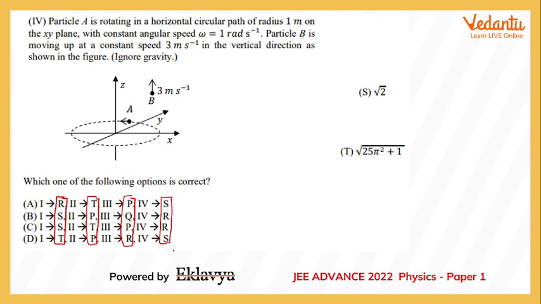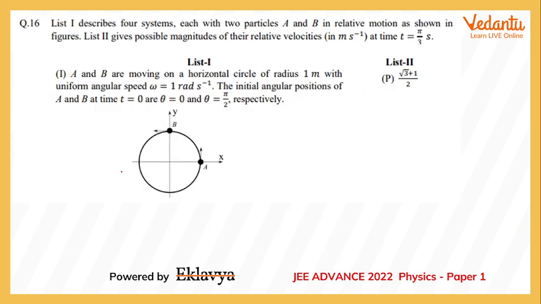So it is not going to happen that we solve one case and we select the option. We will have to solve at least two cases. So let's begin with one. So situation one says that A and B are moving on a horizontal circle of radius 1 with a uniform angular velocity of 1 radian per second. The initial angular positions are given and we want to find out the magnitude of relative velocity.